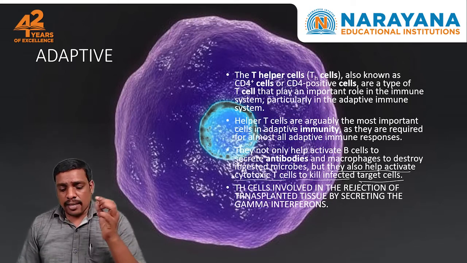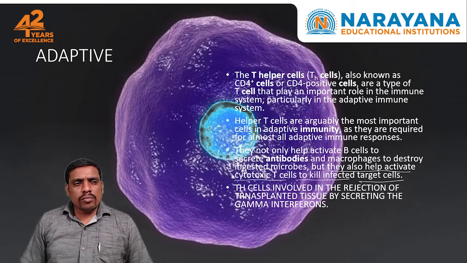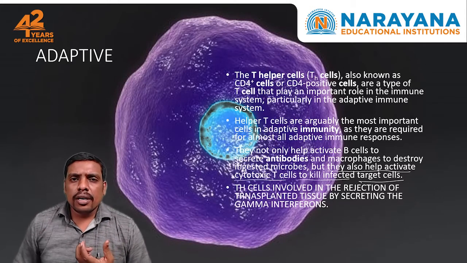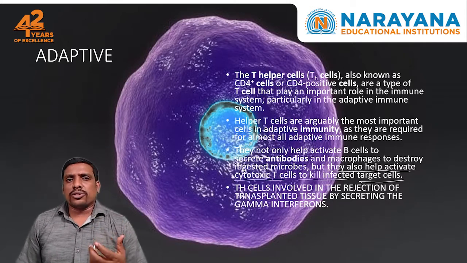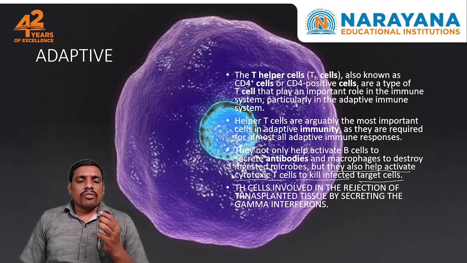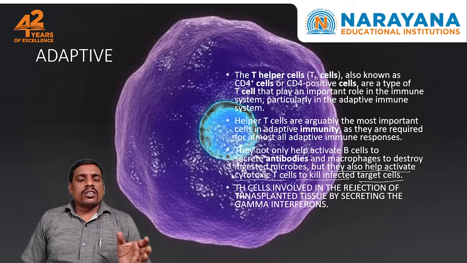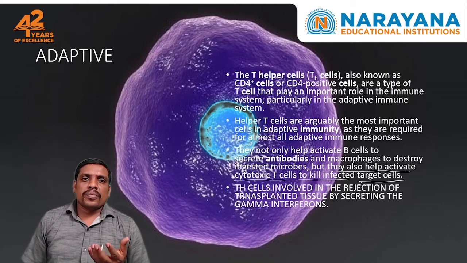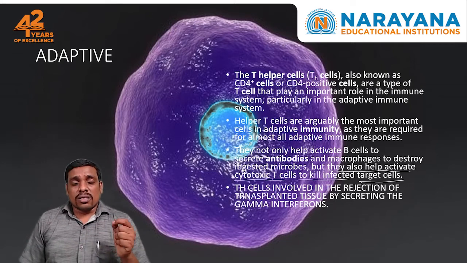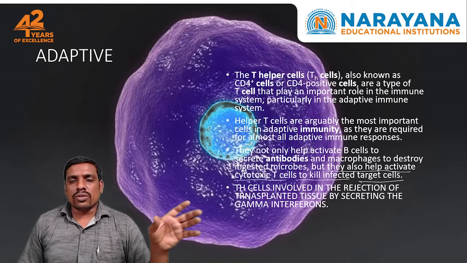The TH cells, helper cells, are involved in the rejection of transplanted tissues. During organ transplantation, what will happen? The physicians or experts, whether a cardiologist, neurologist, or nephrologist, are going to match the blood. If a patient receives an organ, the receiver's blood group and the donor's blood group should be matched. If they do not match, what will happen? The receiver's body rejects the transplanted organ, which means this rejection occurs by the T helper cells present in the receiver's body, the patient who receives the tissues.